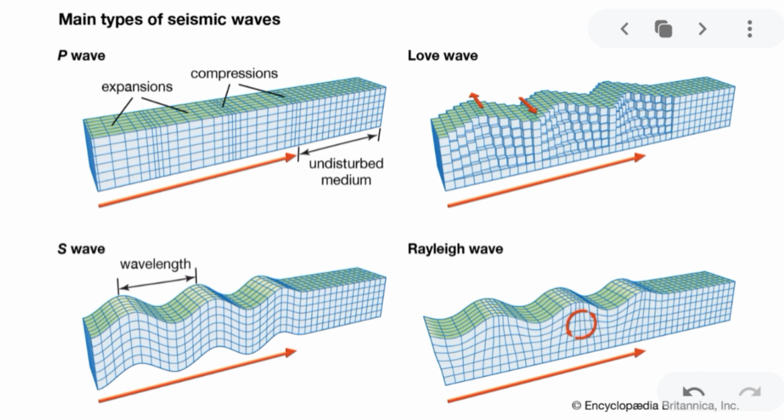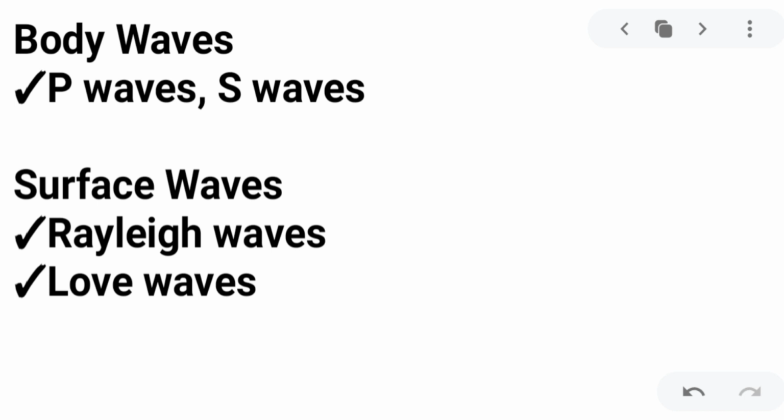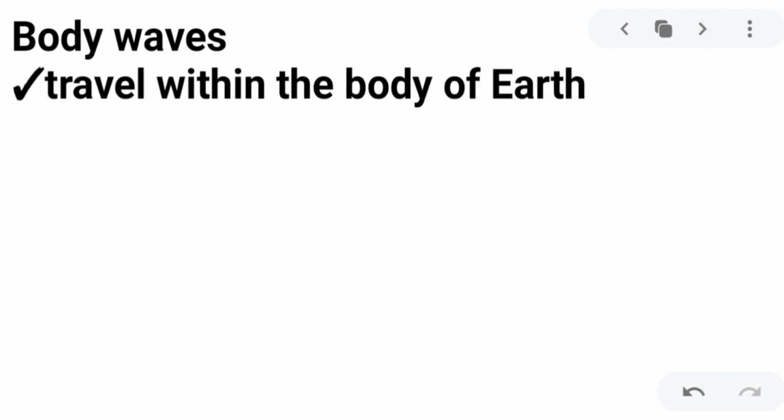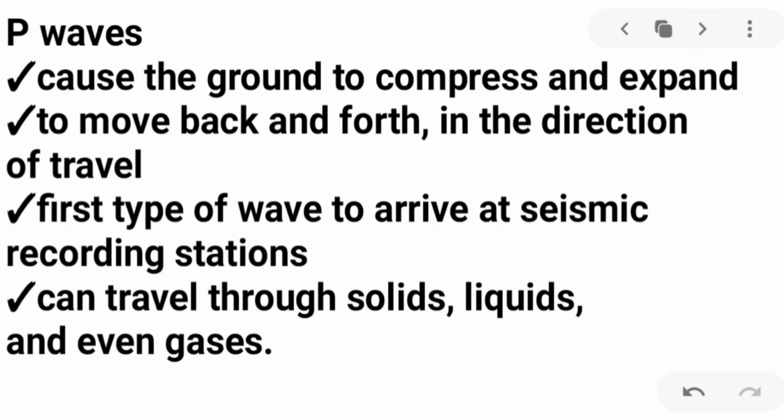Let us discuss this one by one. For the body waves, two types of that, P waves and S waves; surface waves, Rayleigh waves and Love waves. So for body waves, this type of waves travel within the body of the Earth. Two main types of this are the primary and secondary. For primary waves or P waves, this causes the ground to compress and expand, okay, to move back and forth in the direction of travel. And this one is called the primary wave because this is the first type of wave to arrive at seismic recording stations. P waves can travel through solids, liquids, and even gases.